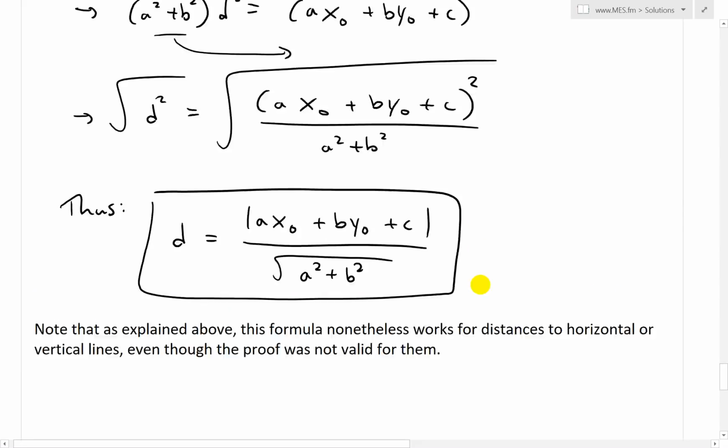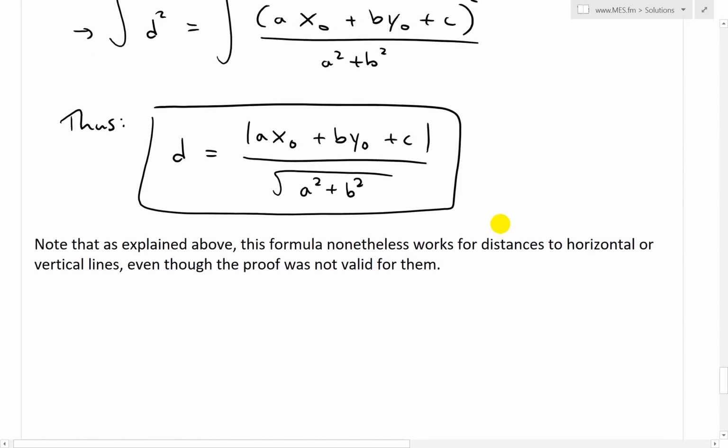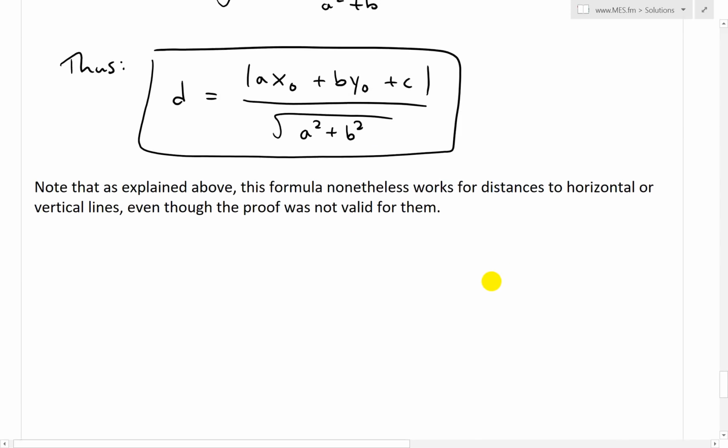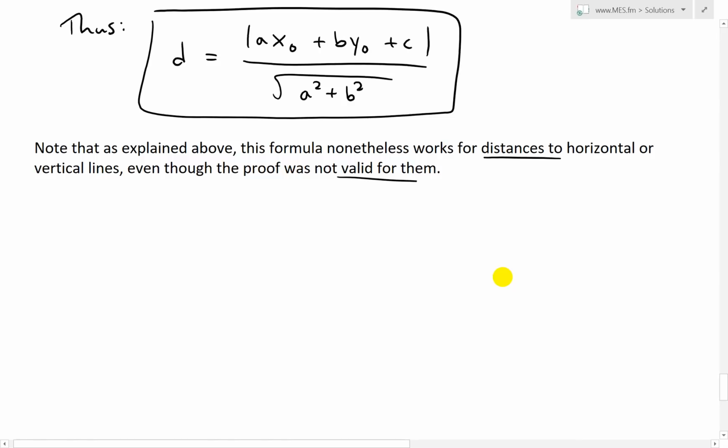And now note, as explained above, this actually looks similar to the vertical and horizontal distances as explained above. So note that this formula nonetheless works for distances to horizontal or vertical lines, even though the proof was not valid for them, because the negative reciprocals had a divide by infinity term.